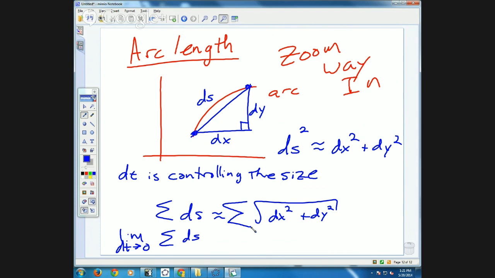And what happens when I take the limit of a set of sums like this? What do I get? I get an integral. So it turns out the integral I end up with when I take this limit is the square root of (dx/dt) squared plus (dy/dt) squared, dt. I'm going to skip the algebra of that part. That is parametric arc length.